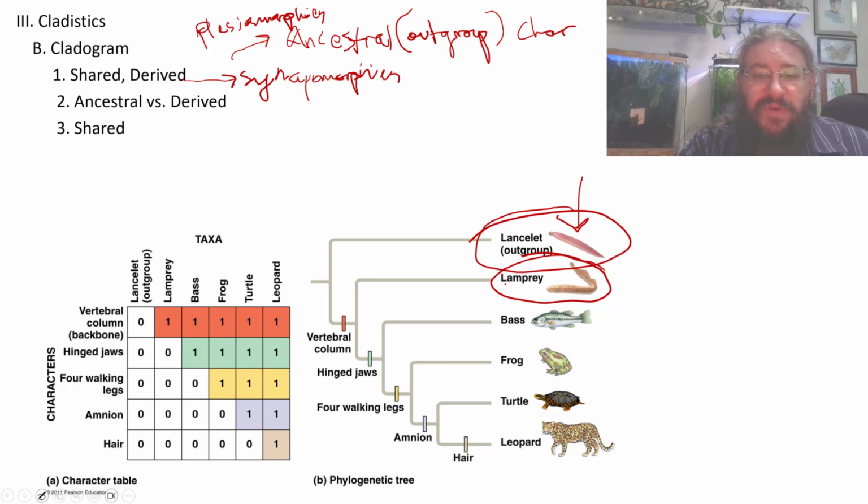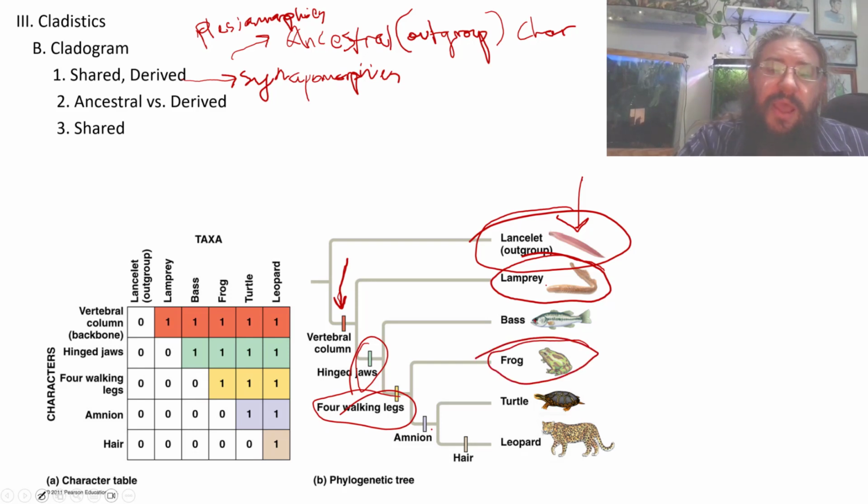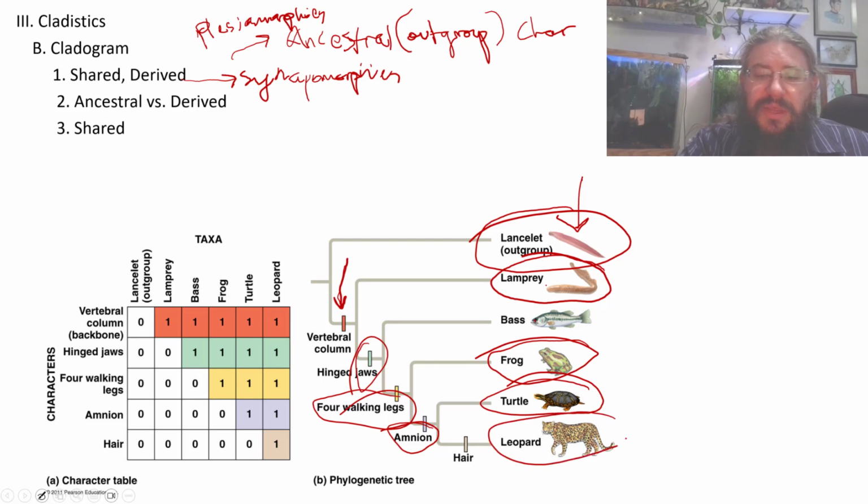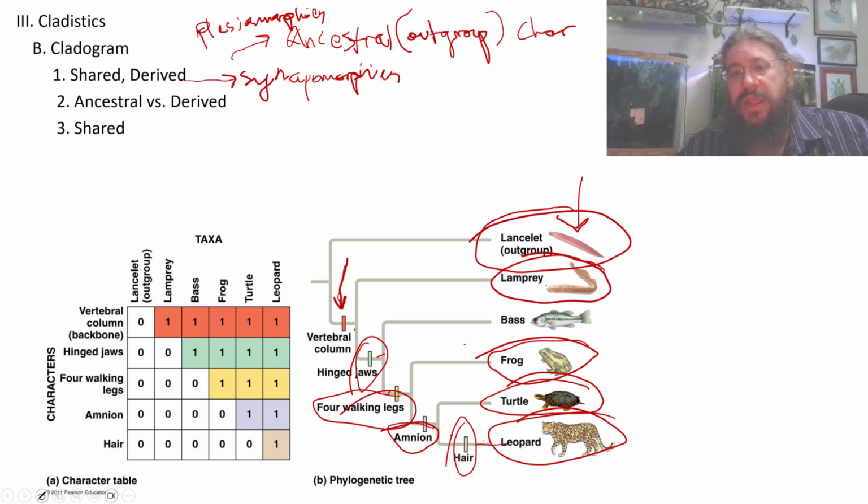So this is still part of our shared derived characteristics. It has, however primitive, a vertebral column, right? Then jaws. As I mentioned, no jaws. So jaws, and everything after has jaws. Four walking legs. Well, there's our first terrestrial vertebrates, the frogs, amphibians. And then amniotic membranes to the egg, which gets us reptiles and mammals, and then hair. So each of these is a synapomorphy that separates out your clades. It's not too terrible. It really isn't. Shoot, I am so close to done.